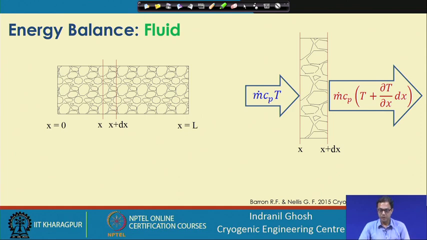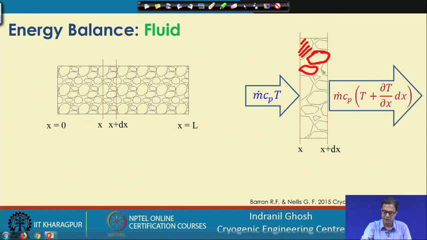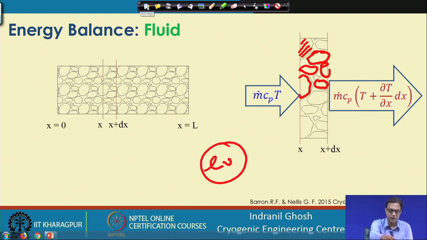If you look at this configuration, we have some solid particles and we have certain amount of void. So this is the solid particle, and this is a solid particle, and we have void. In the last class we have talked about it. The void is given by EV, that is the void fraction.